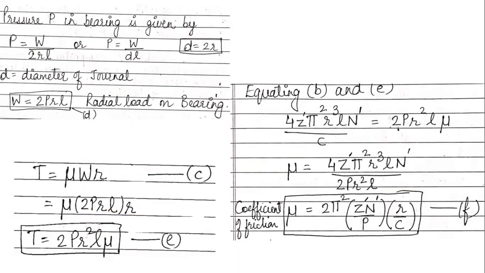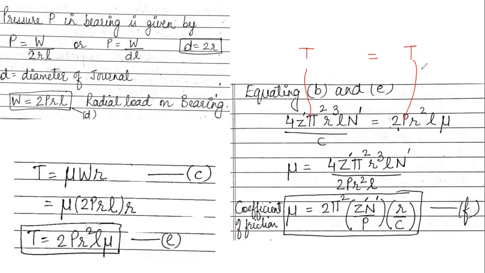Now I'm going to equate equations B and E. Equation B, which I have derived previously, is 4z dash pi square r cube L n dash upon C is equal to 2P r square L mu. Why am I equating these equations? Because both the equations are of torque. So I'm equating both the torque equations.